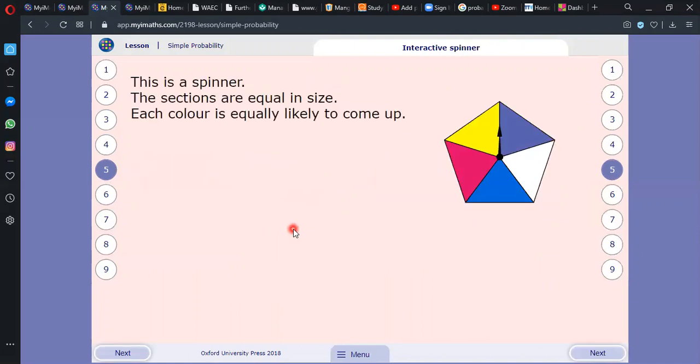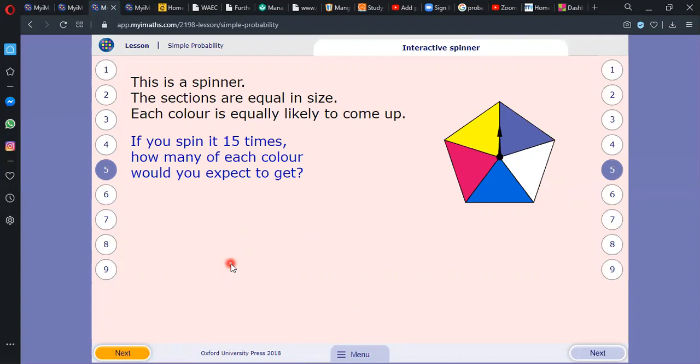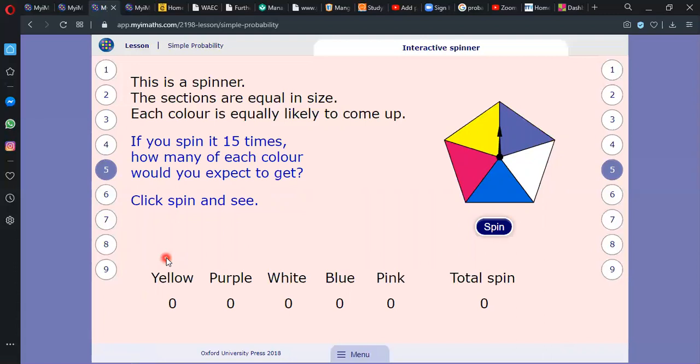This is a spinner, guys. The sections are equal in size. Each color is equally likely to come up. If you spin it 15 times, how many of each color would you expect to get? Well, from expectations, according to probability, since each of these colors has equal chance of coming up, all we need to do is to count 1, 2, 3, 4, 5. Total number of colors is 5. And then if I want to talk about the expectation of getting this yellow, the question is how many yellows are there? 1. So my expectation is 1/5 as a probability of getting a yellow. 1/5, 1 out of 5. That's my expectation.